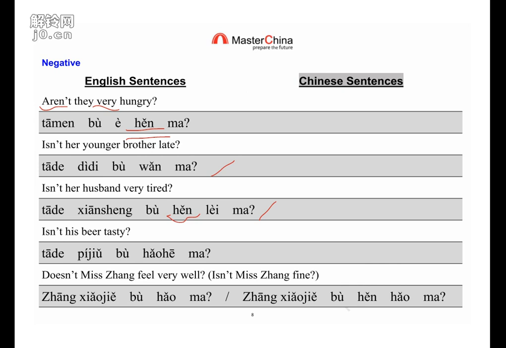Next one is 他的啤酒不好喝吗? So 不好喝. It looks like you just deny the beer, right? Completely deny. So 不好喝. So the answer should be 对, 他的啤酒, you just say yes. Or 他的啤酒不好喝. Then, does Miss Zhang not feel very well? 张小姐不好吗? Or 张小姐不很好吗? They are both correct.